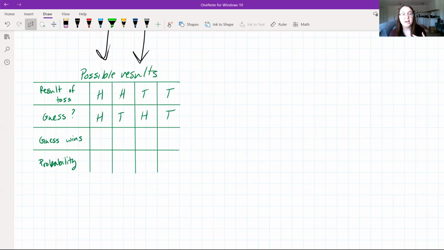Then we say that when Jackie guessed, on her first guess, she guessed heads. On her second guess, she guessed tails. On her third guess, she guessed heads. And on her fourth guess, she guessed tails. So now we just need to record if her guesses won or not. Our very first result, she guessed heads and the outcome was heads. So yes, her guess won.